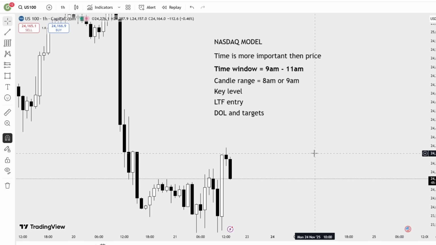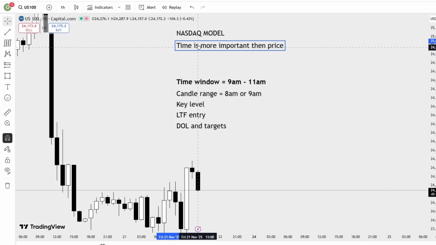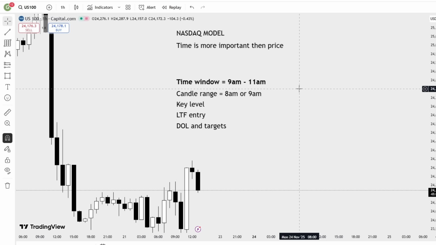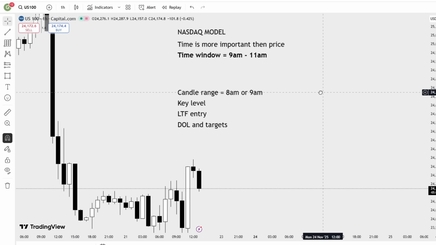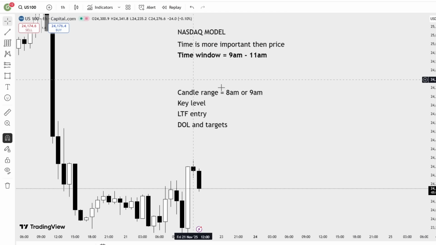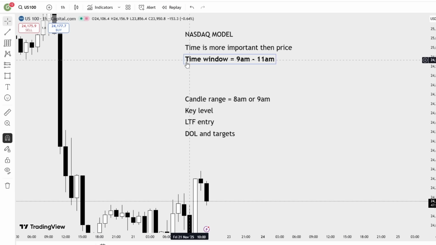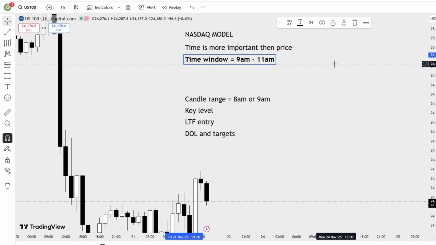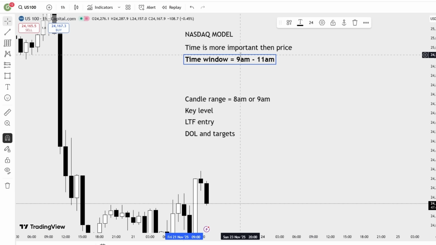Okay, so first things first, NASDAQ model: time is more important than price. This is mandatory. Okay, time window 9 a.m. to 11 a.m. This is the only time you're gonna turn on your PC and do your trades. In this time, okay? If it's past 11 a.m., shut down the PC. Before 11 a.m., shut down the PC. Okay, you just need 2 hours of your day here.